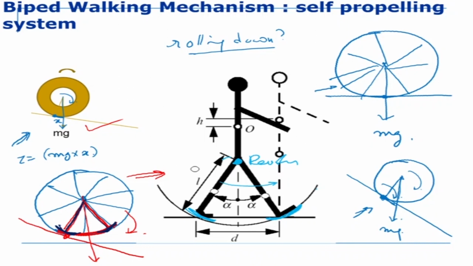Who is giving the energy? Okay, so this wheel is rotating here. Where is the energy coming from? It is coming from mg, which is gravitational energy, right? So gravity is pulling it down. That's why it's rotating. Okay, so this kind of robots are basically called passive robots.